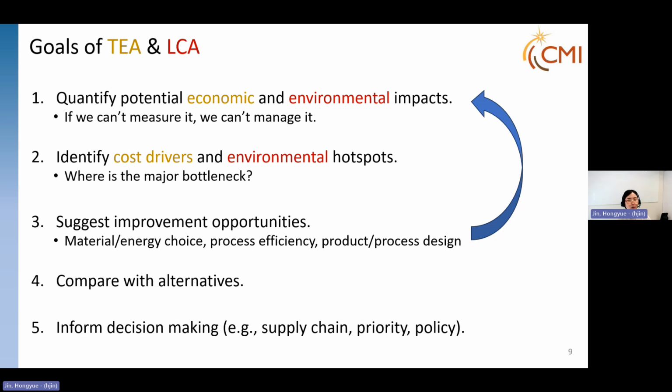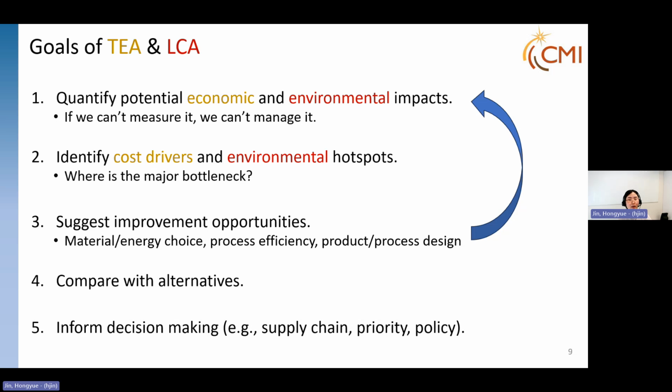And then we identify what are the cost drivers and what are the environmental hotspots. What is the bottleneck that we want to improve the technology further? Which aspect of the technology do we want to invest in to improve? And those improvements based on the bottleneck could be material choice, process efficiency improvement, product design, many different aspects. And then we want to compare the technology with the alternatives and see what are the advantages and disadvantages.